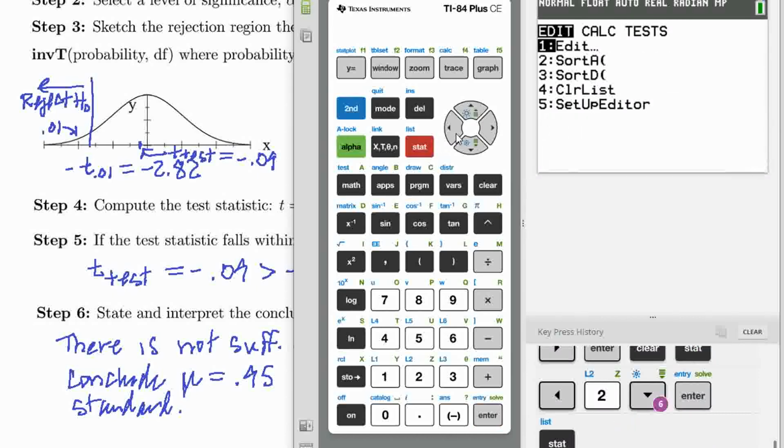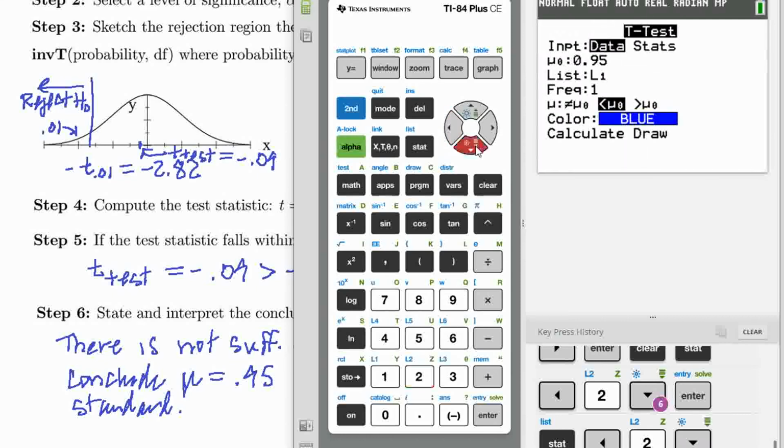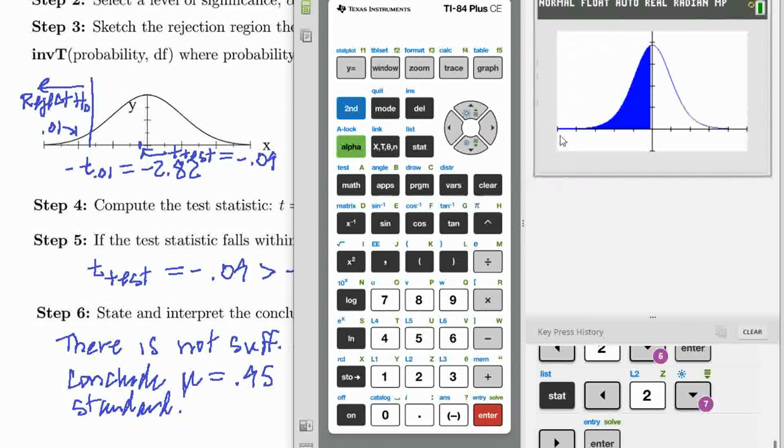If you want, on the stat functions for the t-test, you can come down and choose draw instead of calculate, and that will draw the p-value. So there is our distribution. The p-value is the shaded area right there, 0.4634, and there's our test statistic.